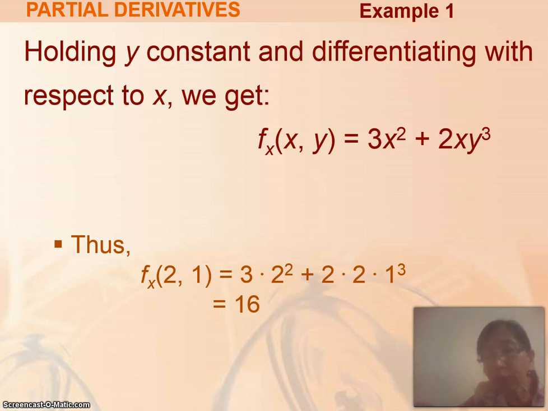Thus, f_x at the point (2, 1) equals... Now we will substitute the point (2, 1) for the variables x and y. So we have 3 times 2 squared plus 2 times 2 times 1 cubed. Calculating this, we have 16.